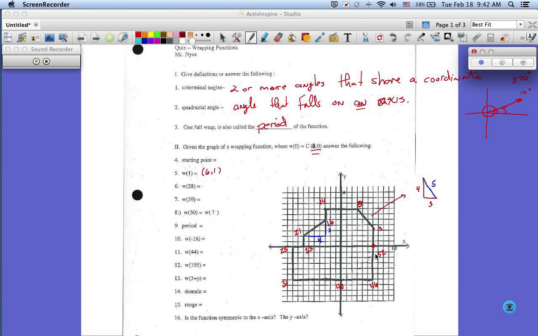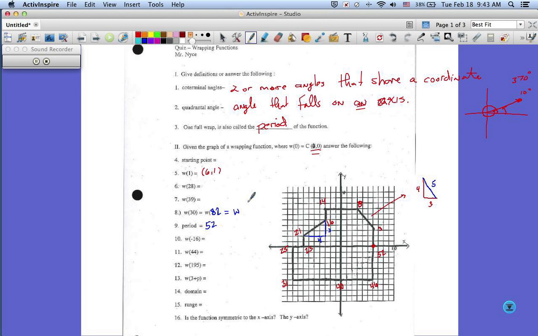I've identified my period to be 52. So I'm going to throw that in here, which means a wrap of 30 could also be a wrap of 82. It could also be, if I subtract 52, a wrap of negative 22. Okay, so that's pretty easy there.